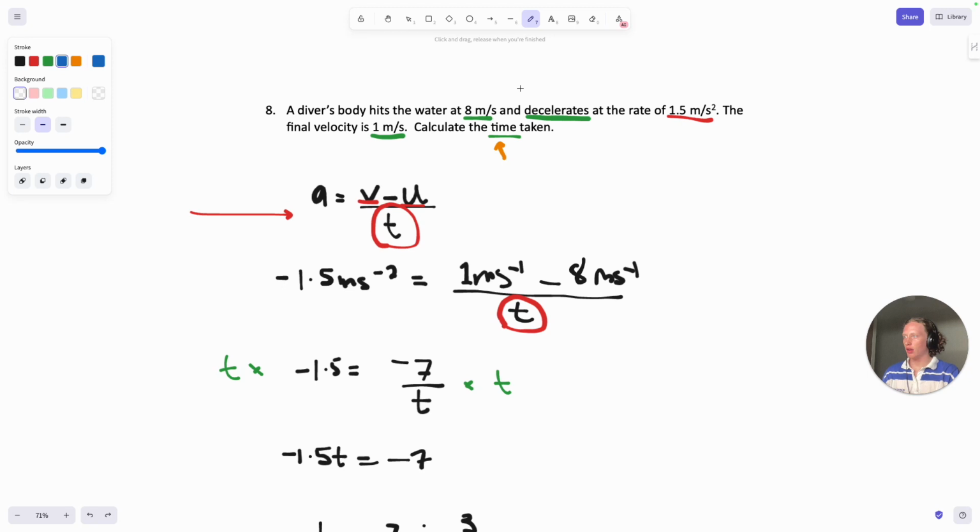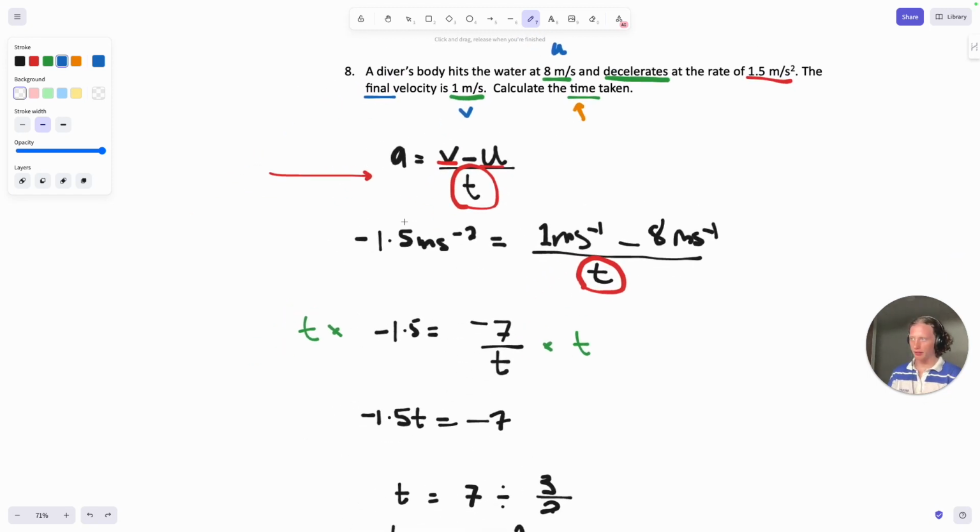So firstly here, we're given a velocity. The diver's body hits the water at 8 meters per second. That's a velocity. We'll define that as final or initial in a second. And they actually make it really easy because they say the final velocity here is 1 meter per second. So this must be initial, and this must be final. And so we've got up here, v minus u is 1 minus 8.